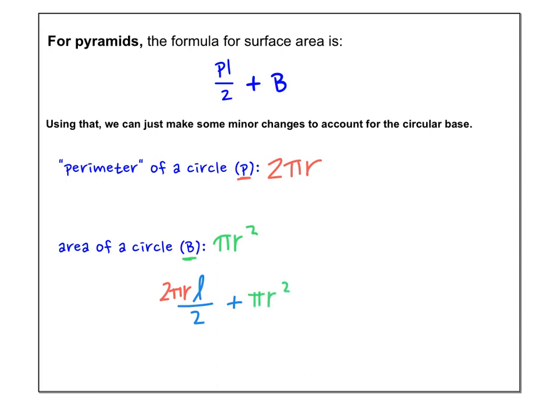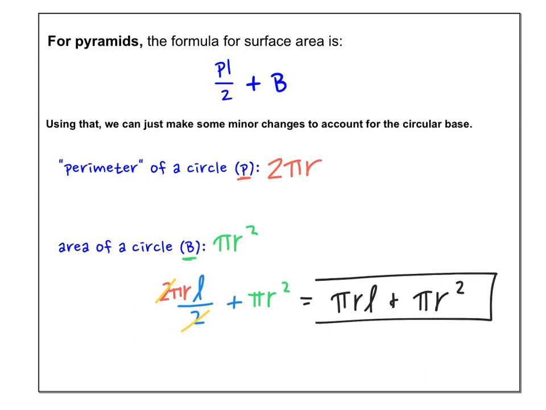Now if you look, that looks pretty complicated right now, but I see two things that are going to cancel each other out. In this first part, I have a multiplying by 2 on the top and dividing by 2 on the bottom. Those two are going to cancel out, leaving me with my final formula of pi r L plus pi r squared. And that would give you surface area of a cone.